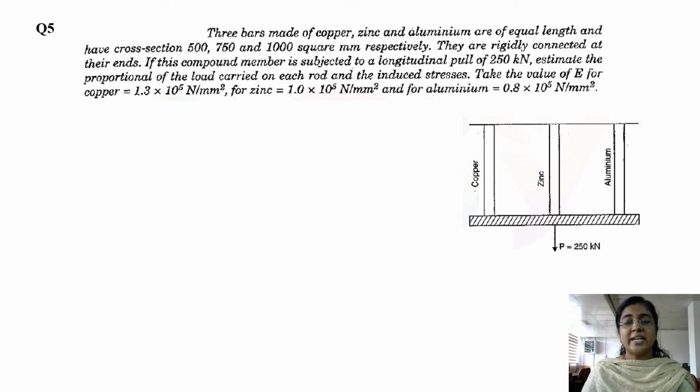This is also a statically indeterminate problem. There are three bars of copper, zinc and aluminium. All are of the same length and the cross-sectional areas of all are given, and they are rigidly connected at the ends. If this compound bar is subjected to a longitudinal pull of 250 kilonewton, estimate the proportional load carried by each rod and the individual induced stresses. The values of E for copper, zinc as well as aluminium are given.